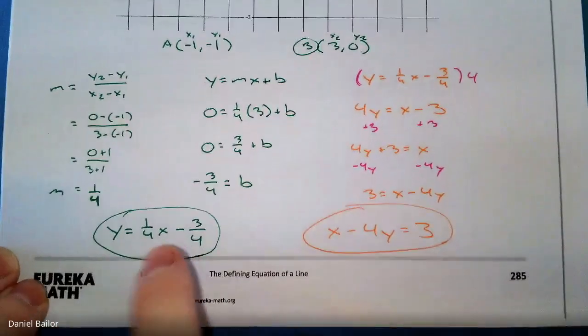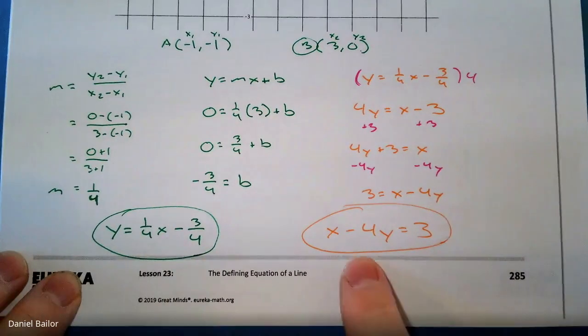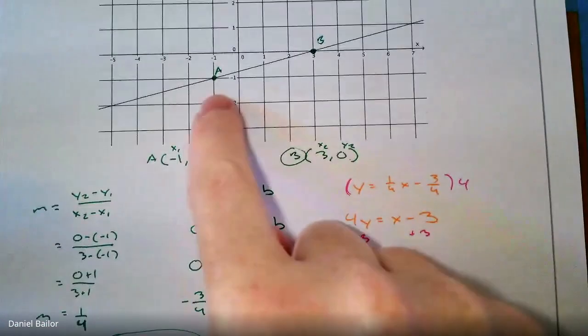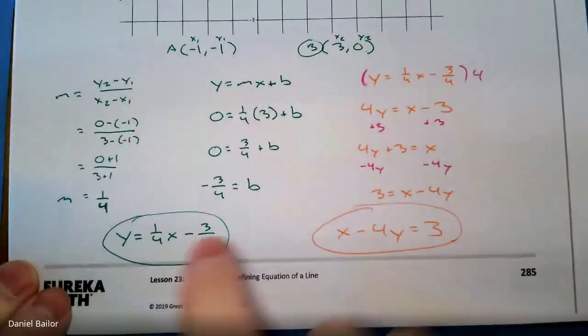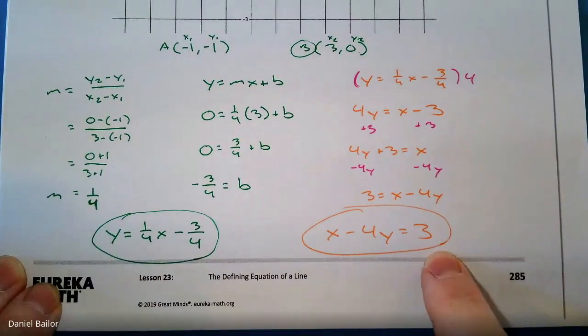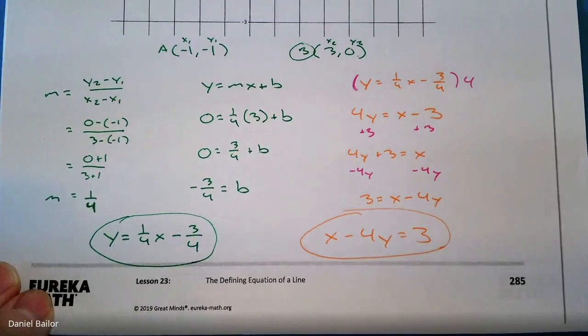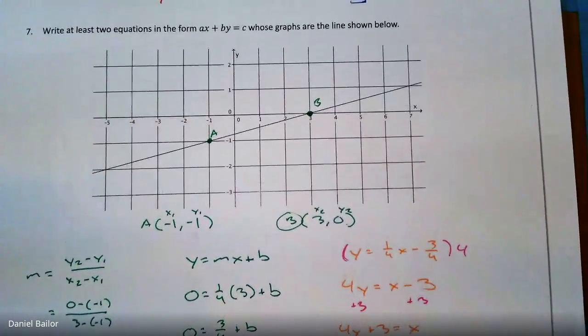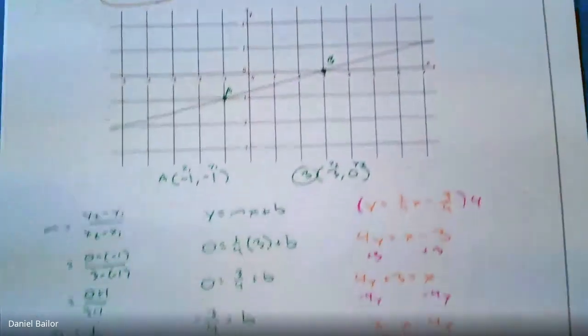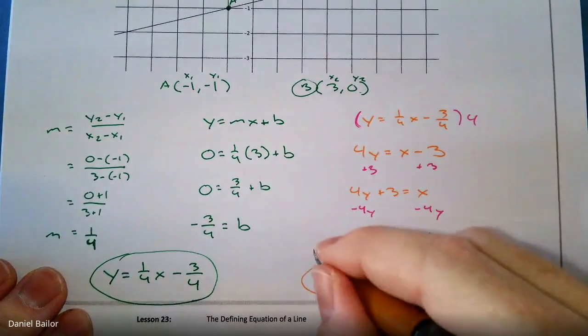So I had to change my slope intercept into standard form. So I used two points and point slope to find slope intercept. Then I changed slope intercept to standard. But then they want another one because they said they want 2 equations. So here's one.